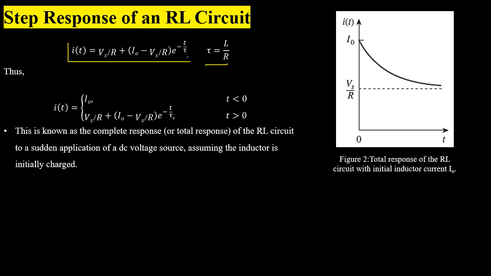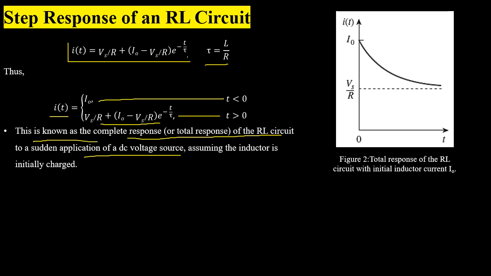Now for the total current response, we can write I(t) in piecewise form: it will have the value of I naught when t is less than 0, and the current will be equal to Vs over R plus (I naught minus Vs over R) multiplied by exponential power minus t over tau when time is greater than 0. And this represents the total response of an RL circuit when a DC voltage is applied and the inductor was initially charged.